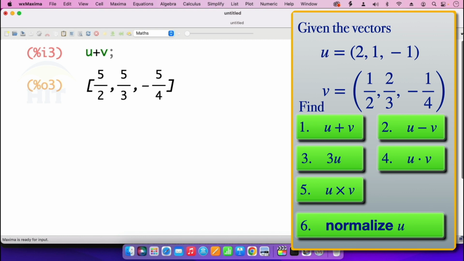I now move on to question number 2, u minus v. U minus v, then press Shift Enter. And the result is 3 over 2, 1 over 3, -3 over 4. And that's the difference of those two vectors.